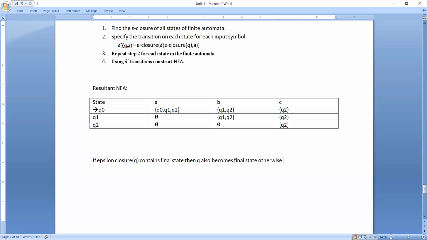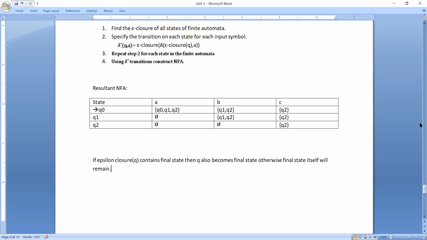Otherwise, the final state itself will remain. So what is the meaning of this?